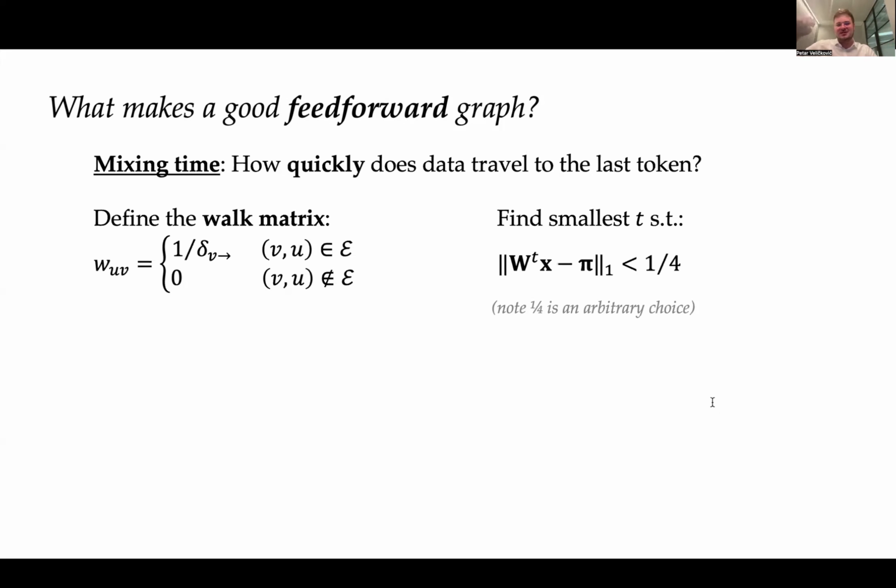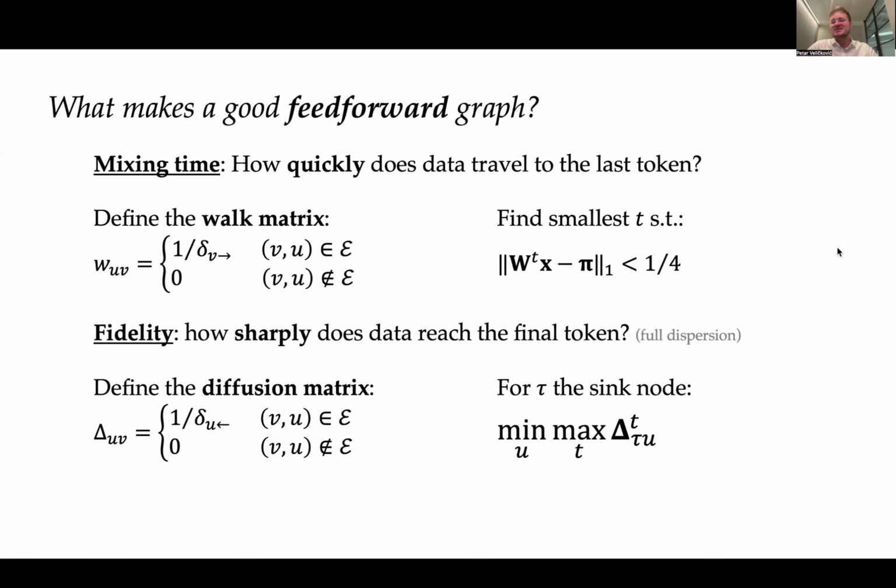So you can measure how quickly the graph passes the information to that final token, right? How quickly does the data travel? So you can define this random walk matrix, just scale each edge by the out degree of the node. That's this delta V outwards. And you try to find, what's the smallest number of steps needed such that when you raise any input distribution to a corresponding power of the walk matrix, you approach this final stationary distribution with some probability or with some norm, which is less than a quarter, though a quarter is an arbitrary choice that you can make here. I think as long as it's less than a half, it will work.